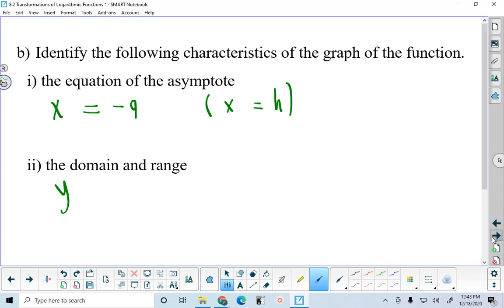The range is still any real number, but x is greater than -9, which in this case is x is greater than h. Is it possible that you could have a logarithmic function where x is less than h? Yes, if there's a horizontal reflection first. So if you reflect a logarithmic function horizontally with a negative b value, it will flip over and x will be less than wherever that asymptote is. So that's the domain and range.